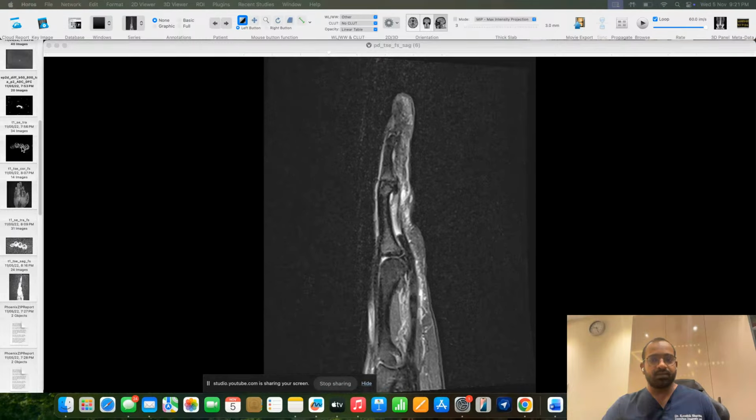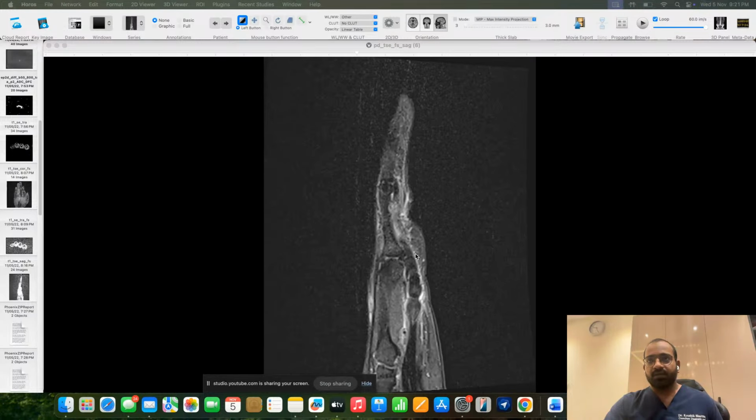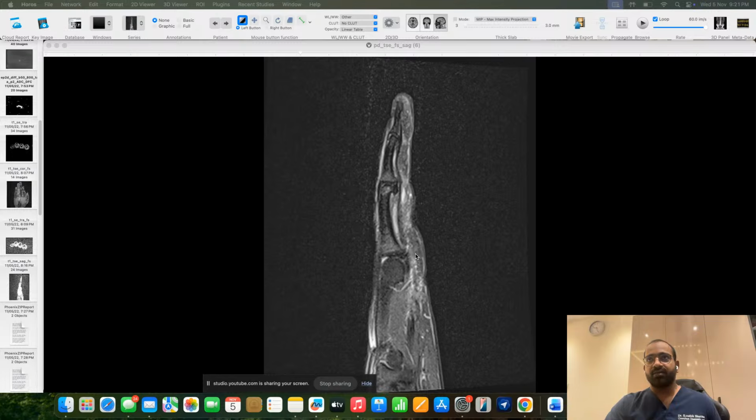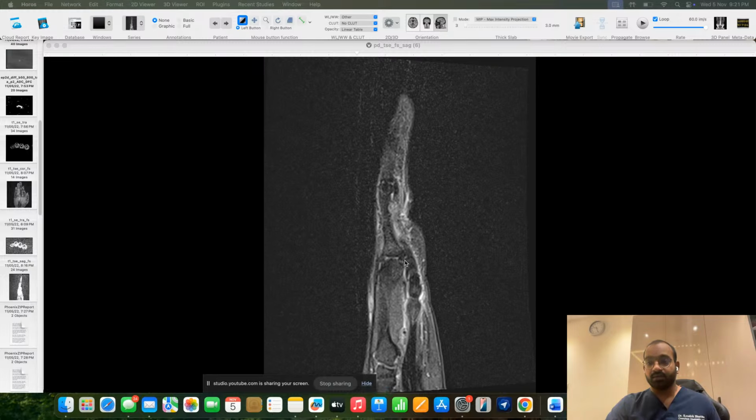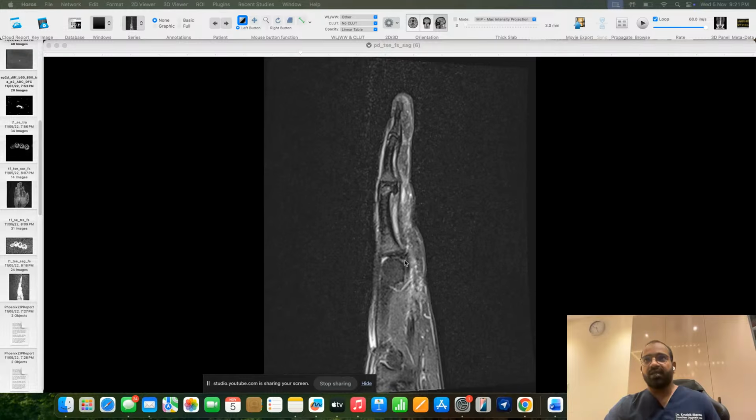Any comment? Why profundus? Because it is deep. Why is it profundus? Because it is posterior to the superficialis. Here we see something anterior and this is posterior. Yeah, it is superficialis, flexor digitorum superficialis. Why? Flexor digitorum profundus tendon, if you see here.